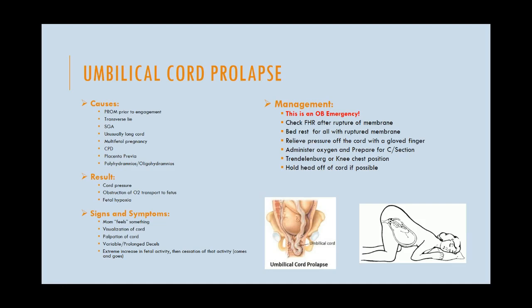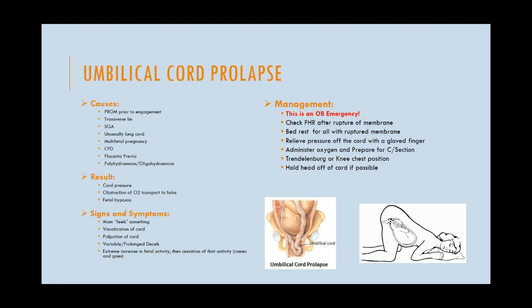What happens to the baby and mom if the umbilical cord does prolapse through is that there is pressure placed on the cord by the fetal presenting part. So if the head is down, for example, in this picture here, if the head is down and the cord slips through, obviously the baby's head is going to be compressing the cord. That's going to obstruct the transport of oxygen to the baby, and it's going to cause fetal hypoxia, and there's going to be a terrible outcome.